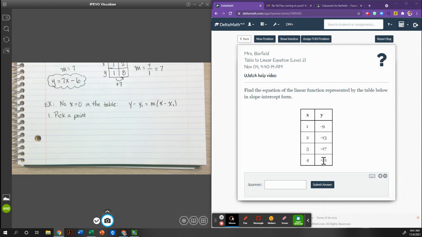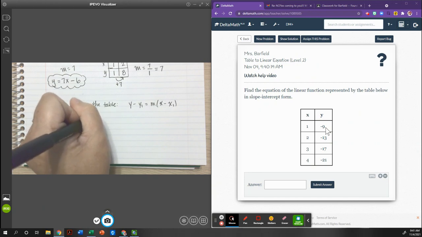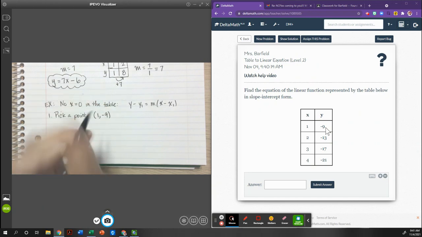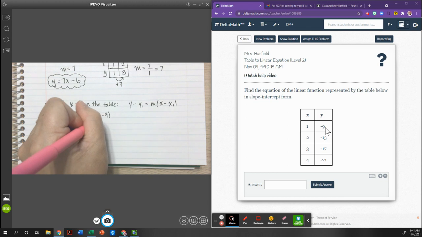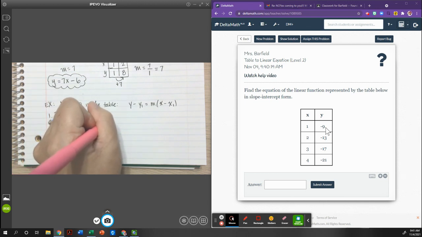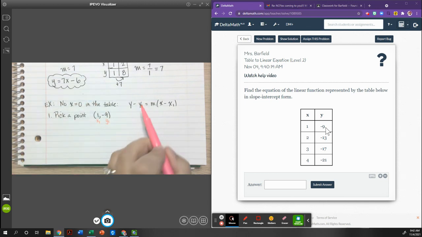So if you're looking at this and you're thinking, I don't want to use 4, -21, I would definitely go down to numbers that you're very comfortable with. So my point that I'm going to pick is 1, -9. And that point is going to be my x1, y1. So I have that piece of information here, and I have this piece of information here.